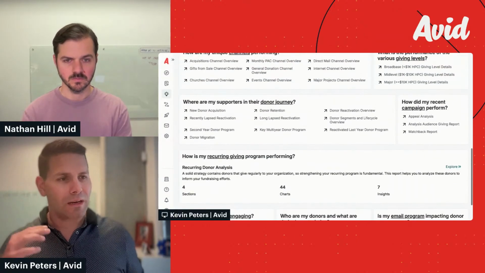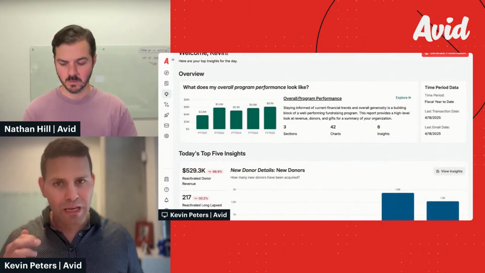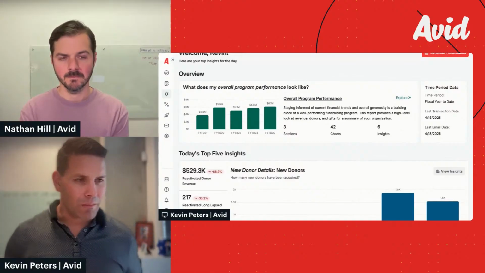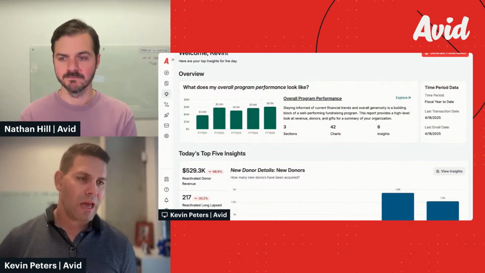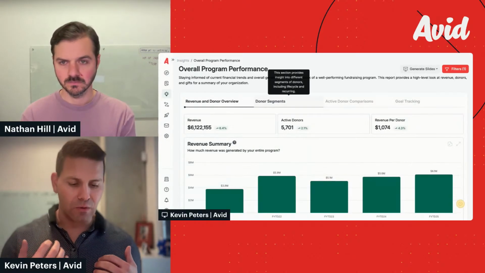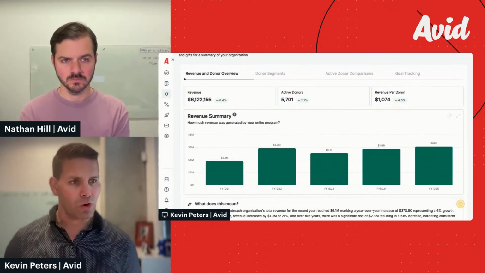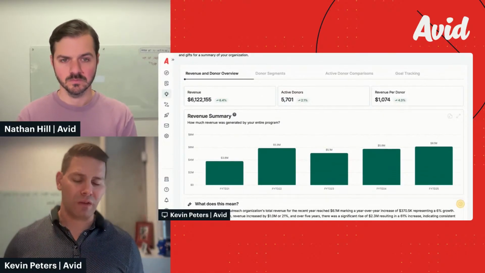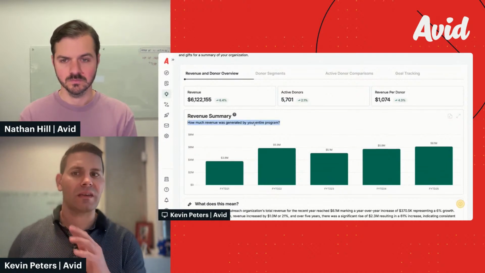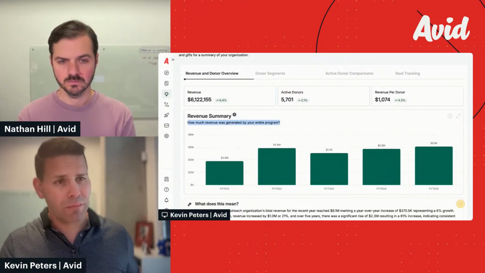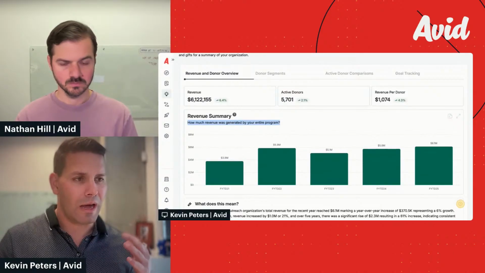But no matter what graph or system I'm looking at, the goal is that we can present the data in a way that makes you identify something you didn't know about your own program. It should visualize the data in a way that's unique. And then once you identify that one trend I want to learn more about, every page, with all of its charts and graphs, is structured to answer that one question. So in this case, how much revenue is generated by my program? Well, if I'm 6% up, I want to know why.